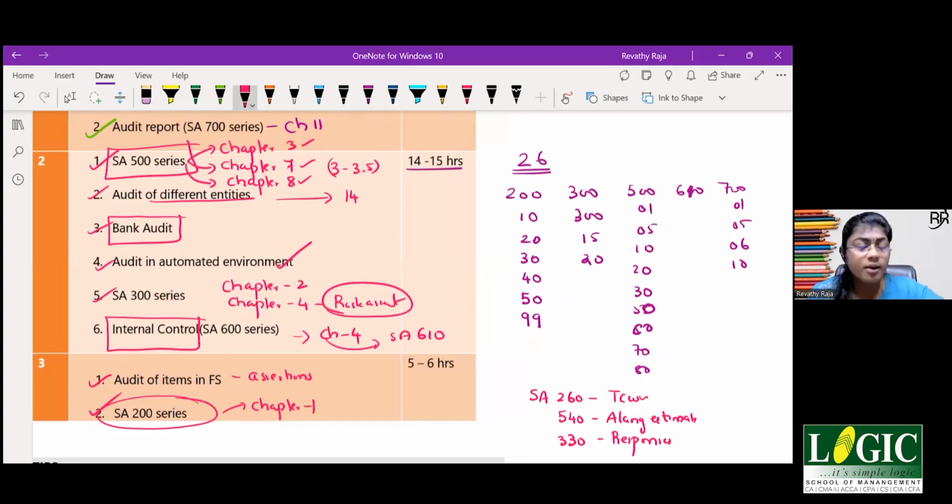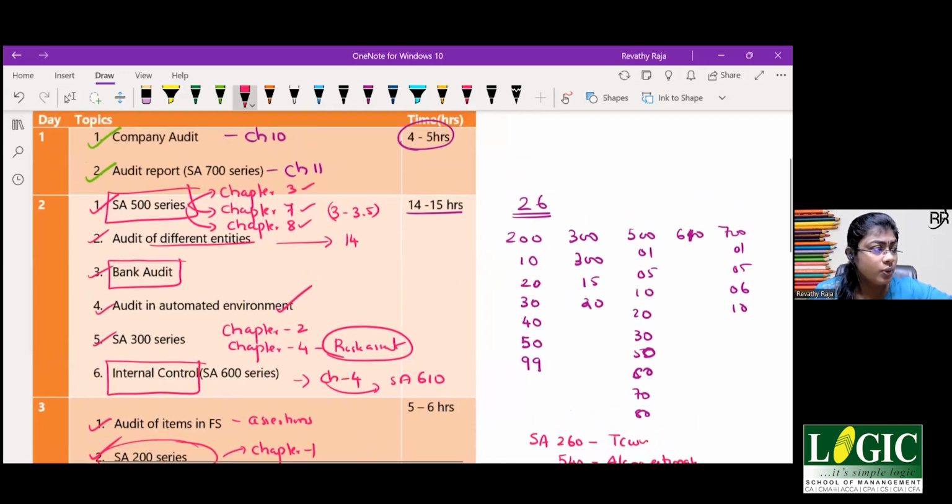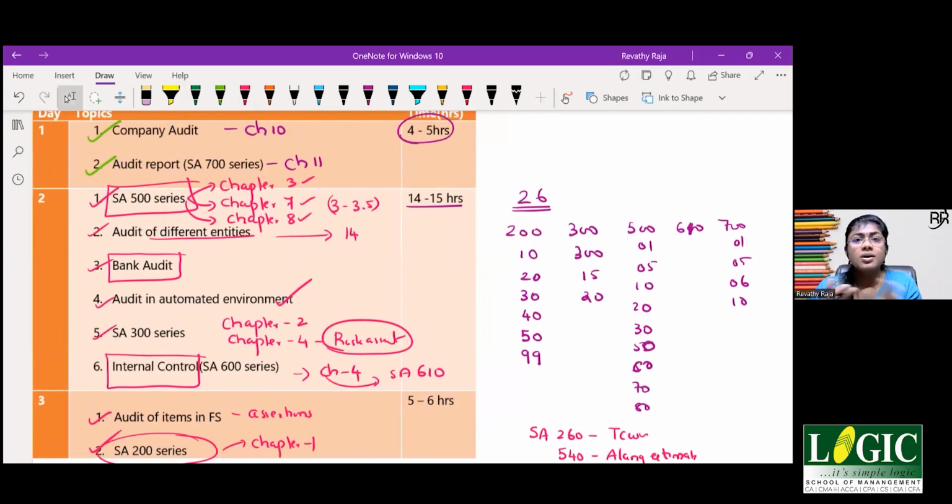So students, whenever you revise these portions, going through the entire study material may not be possible. So I would advise you to go through your short notes, your key notes, key points, or those questions where you might have made mistakes. If you have prepared a chart, like for company audit or for SAs, go through the chart.